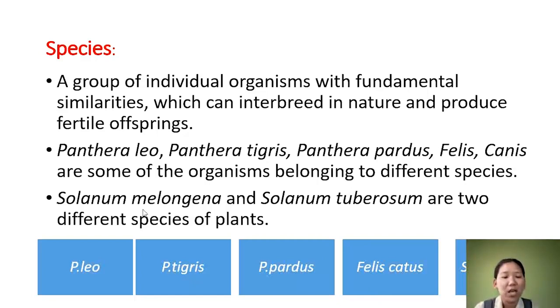If you take examples from plants, Solanum melongena, that is brinjal, and Solanum tuberosum, that is potato, are again two different species. In the scientific name we have two words, as in Panthera leo. The first denotes the generic name, and the second is the specific epithet. Leo is a specific epithet, tigris is a specific epithet, pardus is a specific epithet, catus is a specific epithet, and so on. At the lowest level of classification, we call them species.